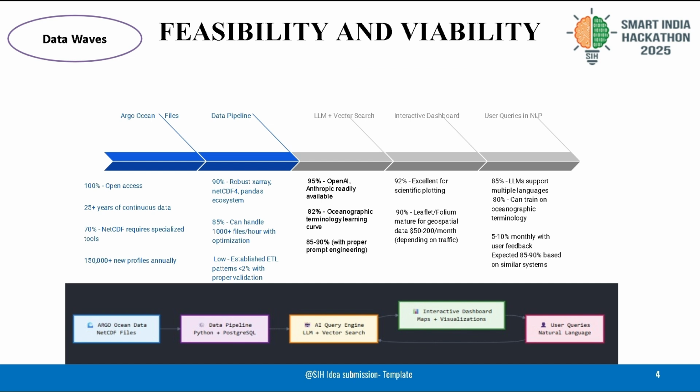Our solution is both technically and economically practical. Argo provides 25 plus years of open access data with 150,000 new profiles each year. Mature tools like Xarray and Pandas can process over 1,000 files per hour. Visualization frameworks like Folium, Plotly, and Streamlit are reliable for geospatial data. LLMs and vector search are already robust and can be fine-tuned for oceanographic terms. Deployment is cost-effective, about 4,300 rupees to 8,000 rupees per month, and performance can reach 85% to 90% accuracy with proper validation. So our pipeline is sustainable and future-ready.